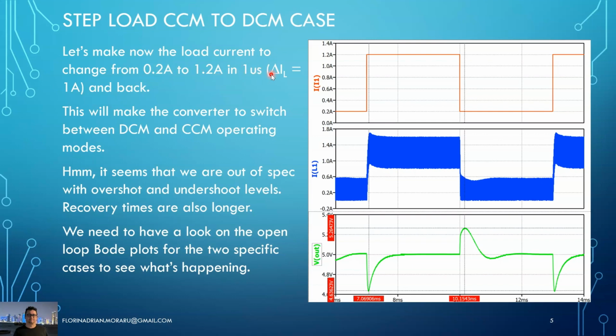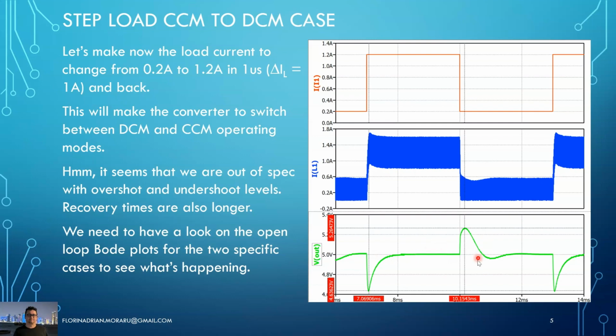Again, with the same slew rate, so 1 amp per microsecond. What we can notice immediately is that we are actually out of spec with the undershoot and overshoot. So we are over 250 millivolts, what we are targeting as the maximum deviation in output voltage for such a transient. And we also notice that we have an increased recovery time. So it takes longer for the converter to recover to the previous voltage level as it was.